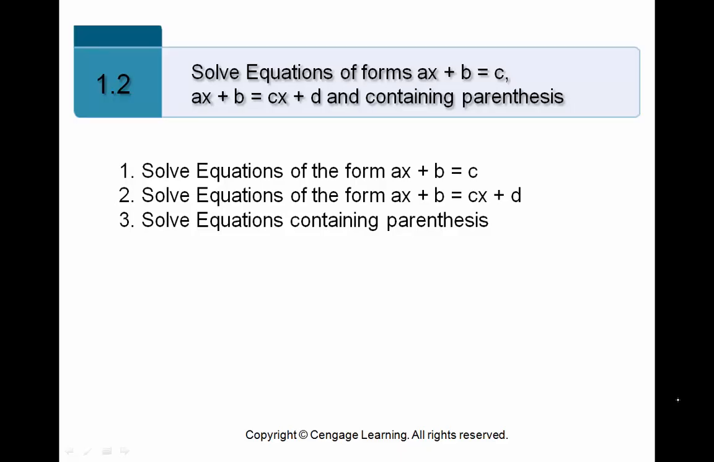Okay, here we go, section 1.2. Now we're going to solve equations of three different forms: ax plus b is equal to c, ax plus b is equal to cx plus d, and then again equations which contain parentheses.